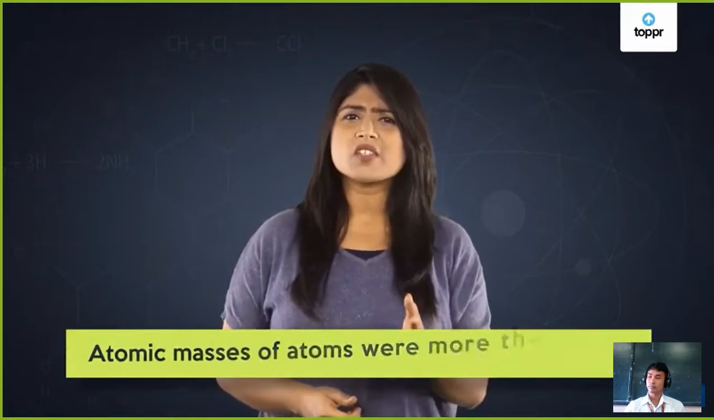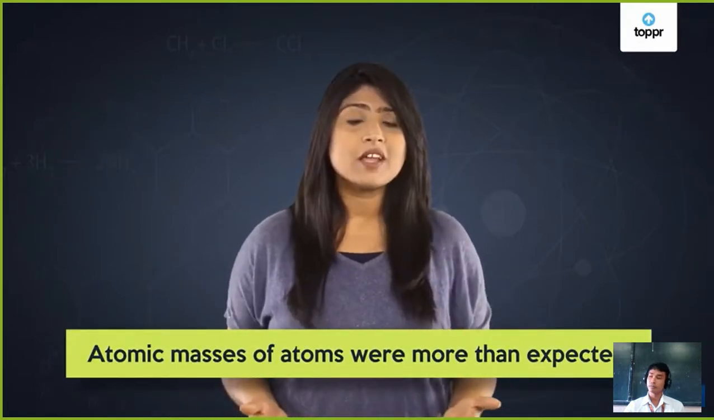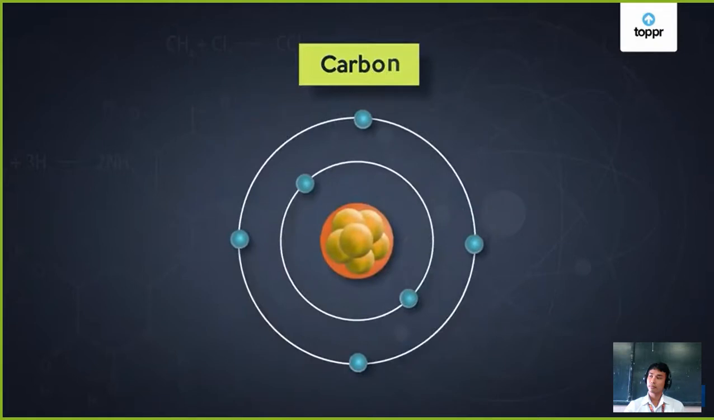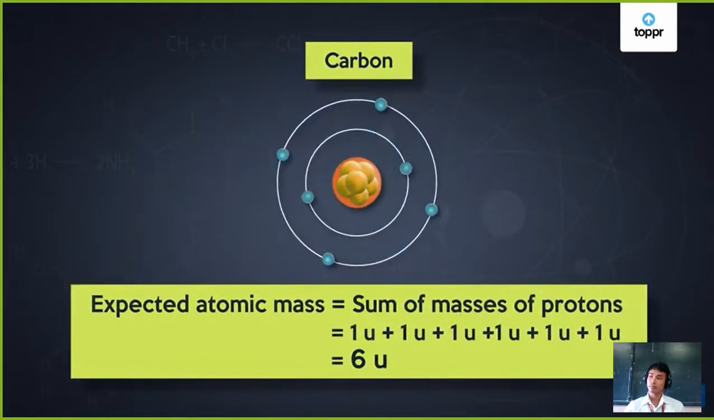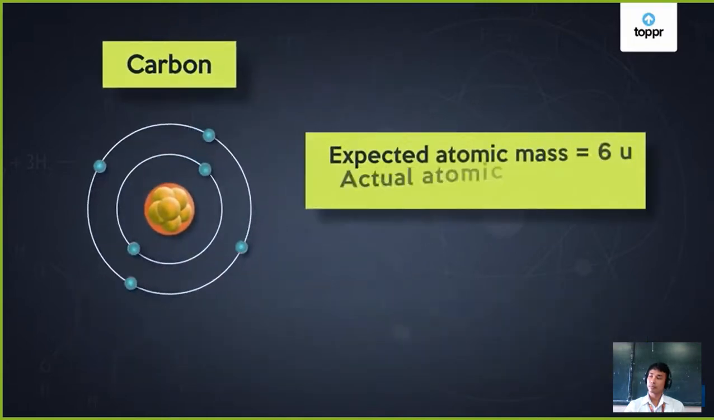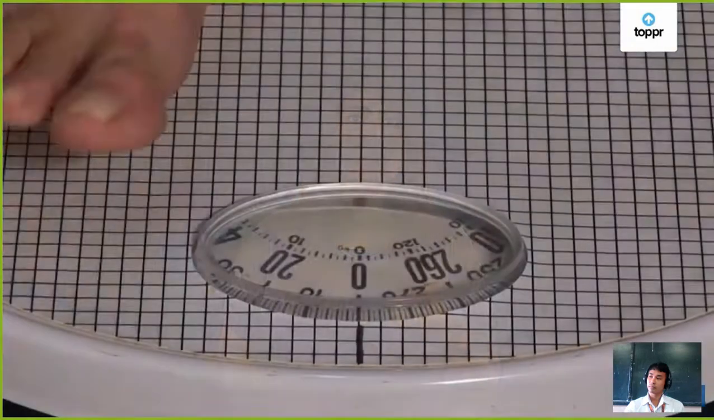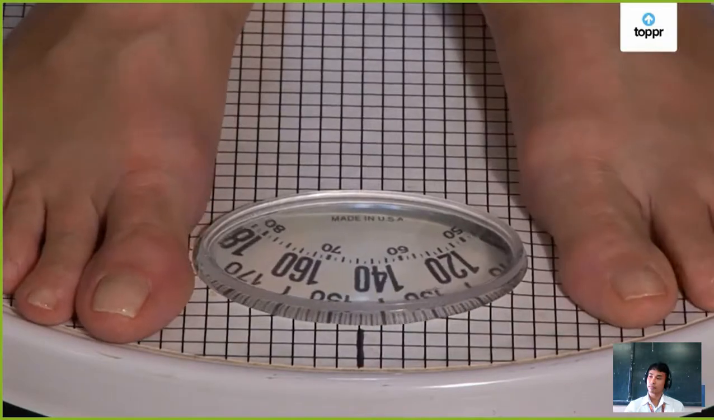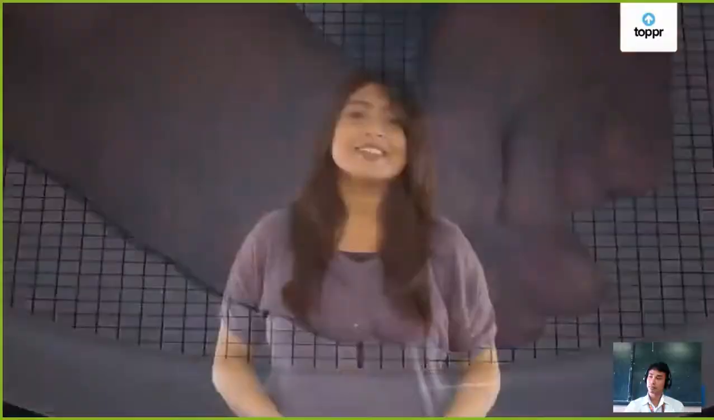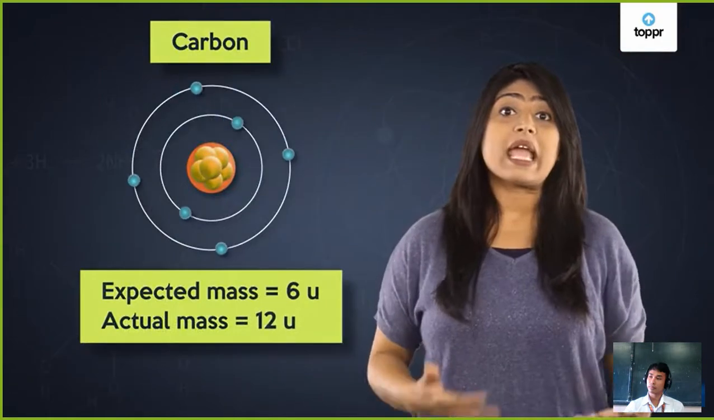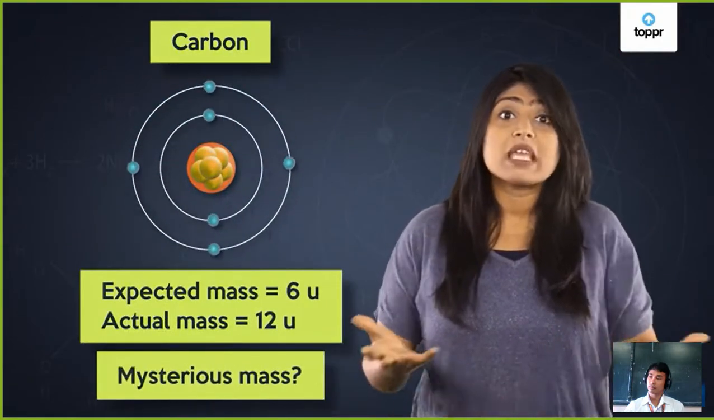When scientists estimated the atomic masses of different atoms, they realized that the masses were more than expected. For example, a carbon atom containing 6 protons should have an atomic mass close to 6 U. But the mass was actually found to be 12 U, double of what's expected. Scientists were lost. Wouldn't you be baffled too if you weighed double than what you expected? Scientists couldn't figure out where the additional mysterious mass of an atom came from.